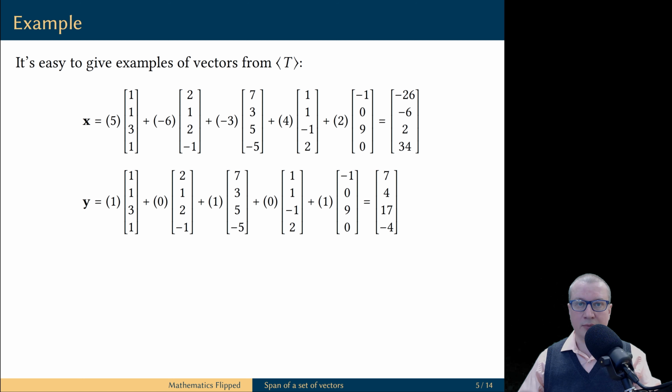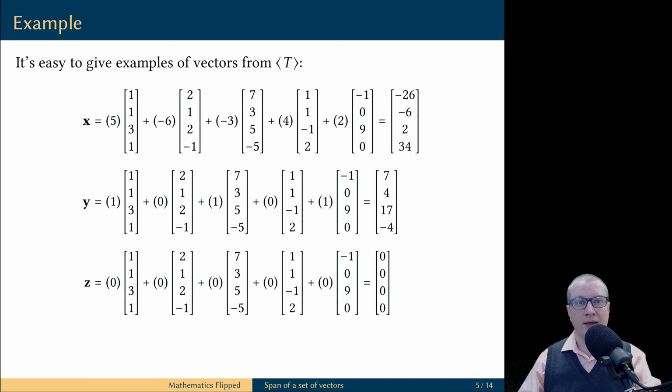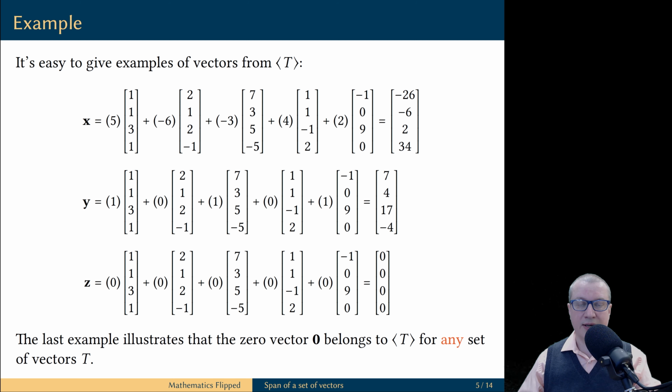We can do this again by simply choosing another set of scalars. See, the vectors remain the same. They are the given vectors from the set T. What we are free to change are the scalars in the linear combination. I can also construct the following vector. If you assign 0 values to all scalars, then notice that you will always get the 0 vector as a result of the linear combination. And in particular, this last example illustrates that the 0 vector belongs to every span.